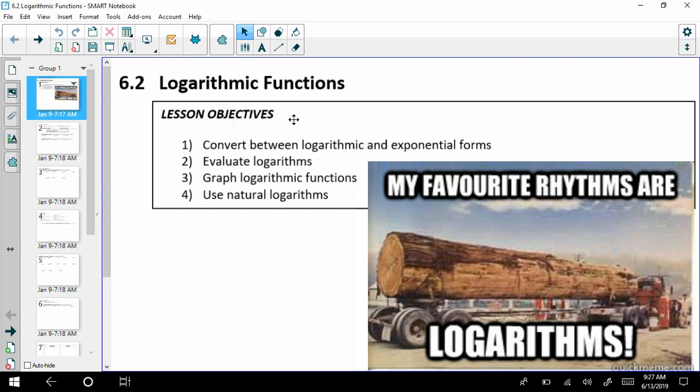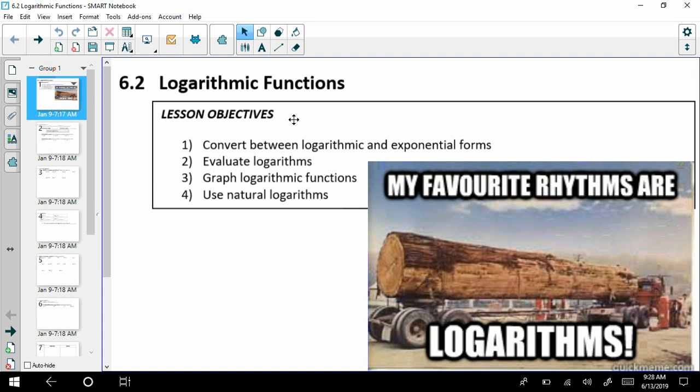6.2 is the other function that we'll be working with in Unit 6, and they are called the logarithmic functions. Goofy name, and these sometimes really trip people out just because they're so unusual and so different from what we're used to seeing. It turns out, though, logarithmic functions are the inverse of exponential functions.